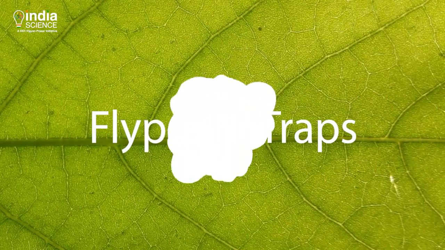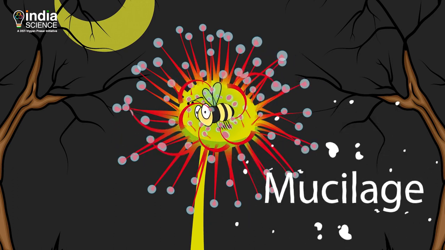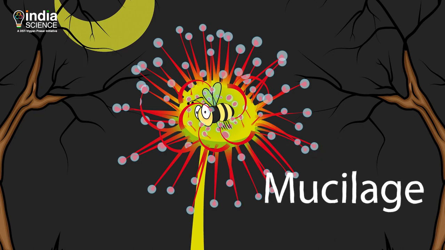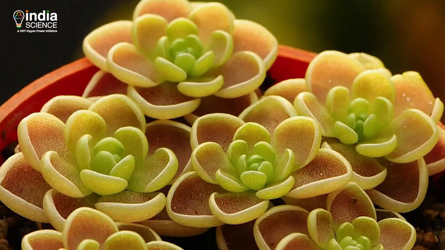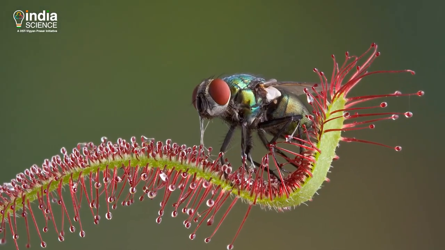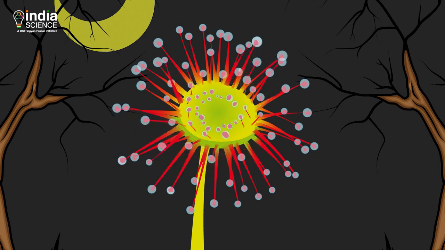Flypaper traps. The flypaper trap utilizes glue to catch their prey. The leaf of flypaper traps has a glue called mucilage. These mucilages can be short like those of the butterwort plants or long like those of many sundew plants. Once an insect gets stuck, the enzymes start to break it down.